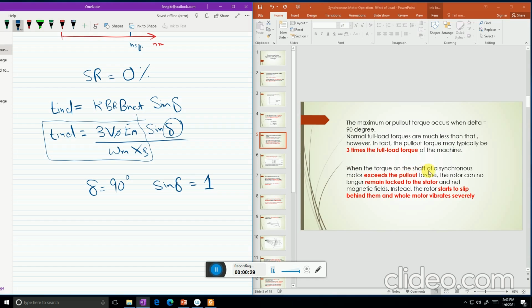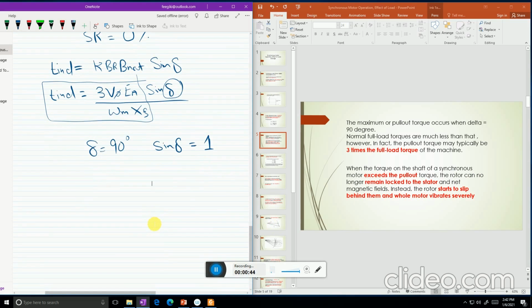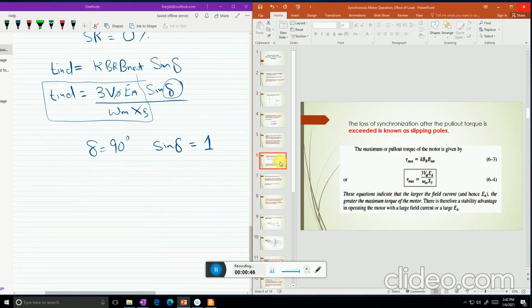When the torque on the shaft of a synchronous motor exceeds the pull out torque, the rotor can no longer remain locked to the stator, and the rotor starts to slip behind it. The whole motor vibrates severely and starts jerking, and this process is known as slipping poles. The loss of synchronization after the pull out torque is exceeded is known as slipping poles.